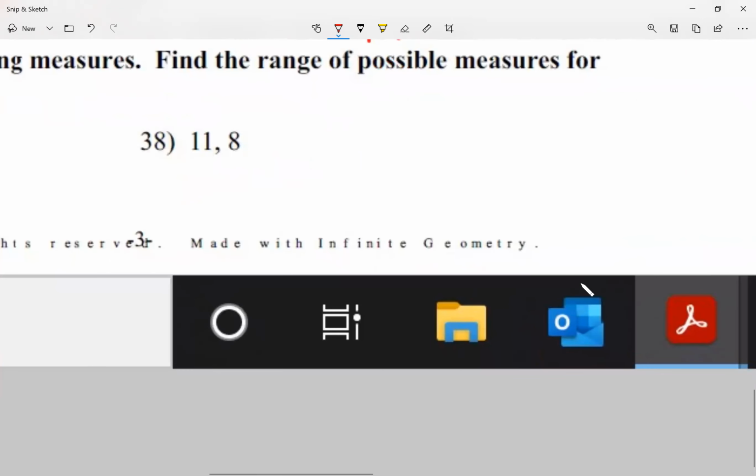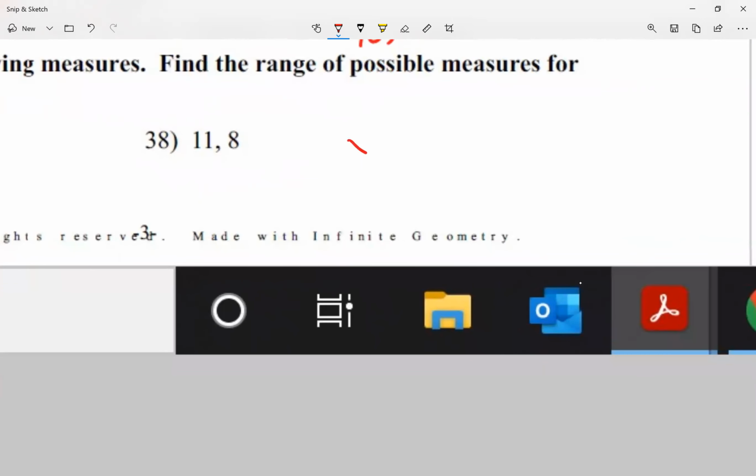All right, for 38, my third side is in between two numbers. So I'm going to say in this case is in between 3 and 19. 11 minus 8 gives me 3. 11 plus 8 gives me 19. So see what I did?